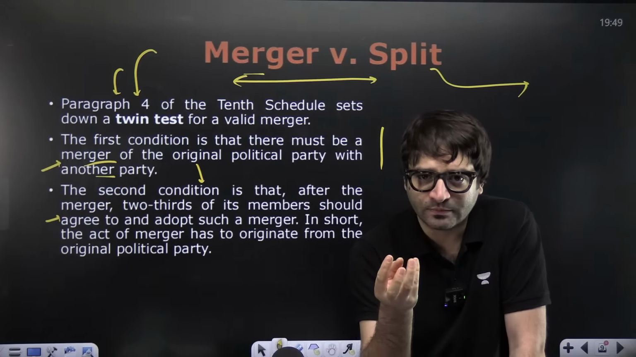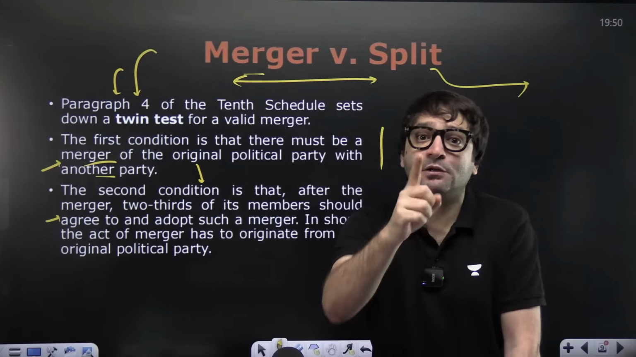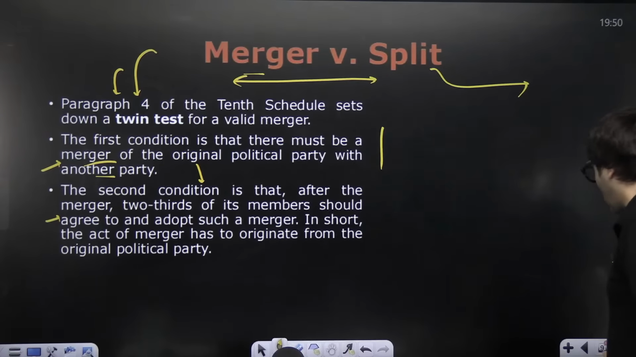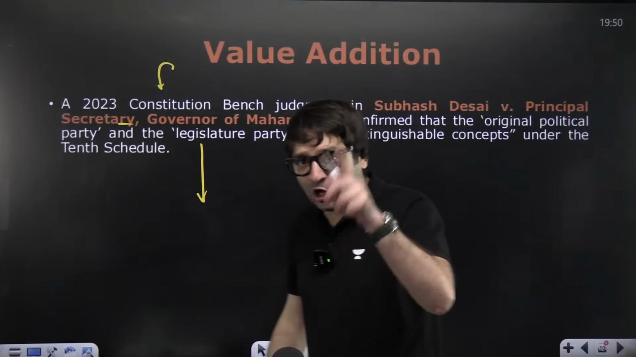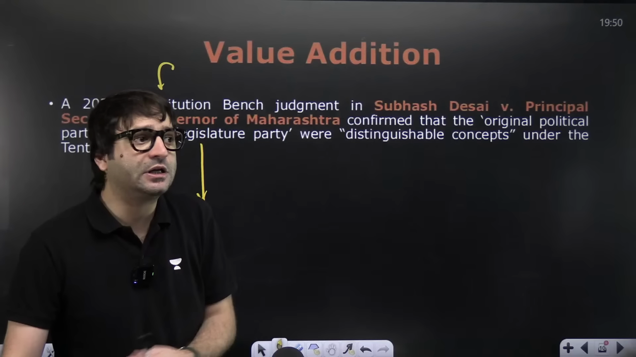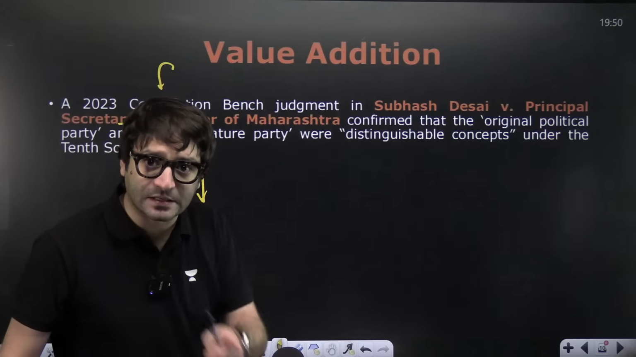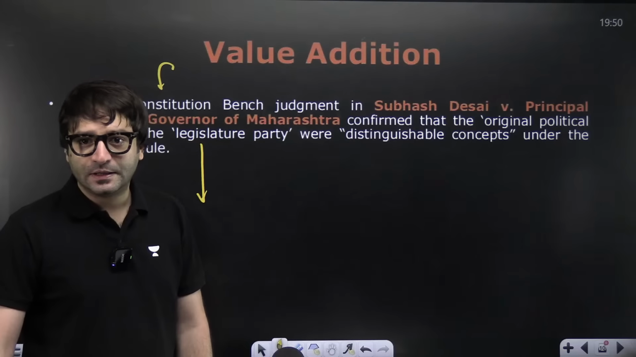Can we assume and equate that this legislative wing itself is a political party? No. Who said this? A Constitution Bench judgment of 2023 in the Shiv Sena case, and the name of the case is given here. What if you are asked, answer this question by citing relevant case laws, and this is a case law that you need to cite.